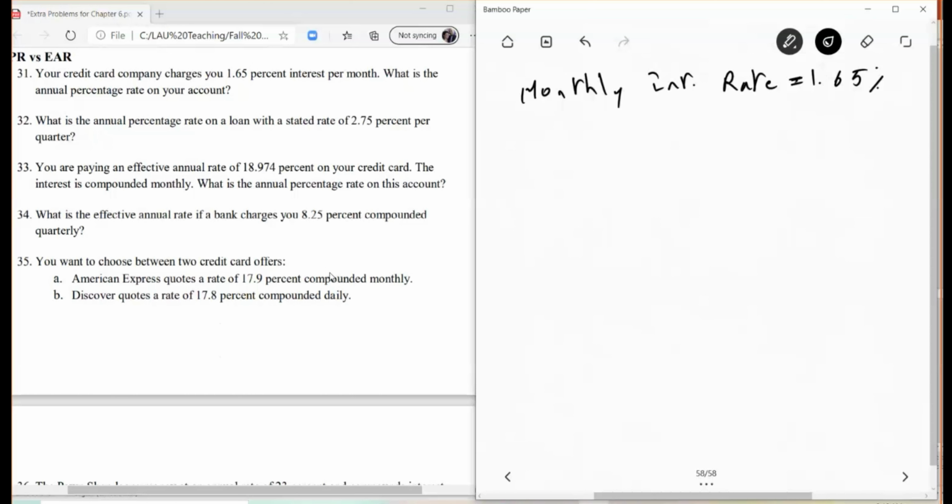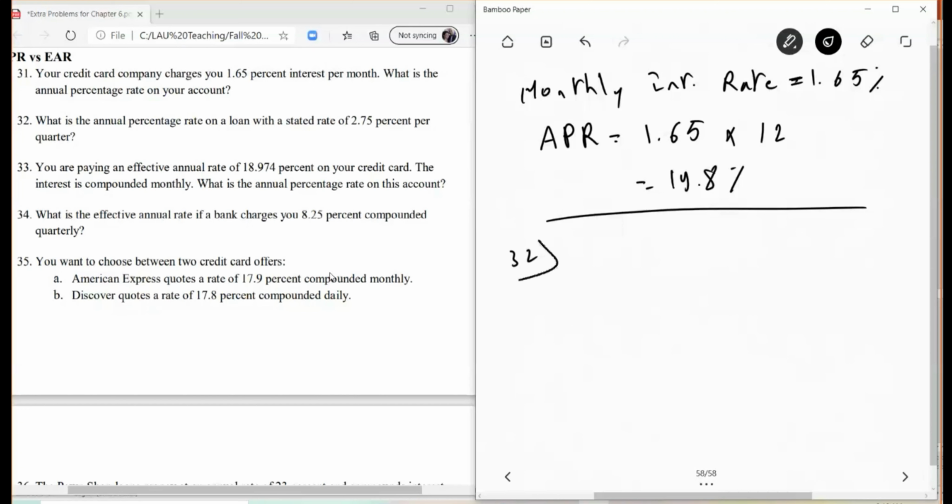In this case, I can use the following formula. APR equals the periodic rate, which is 1.65, times the number of periods in a year. In this case, the number of months in a year, which is 12, and the answer is 19.8%.